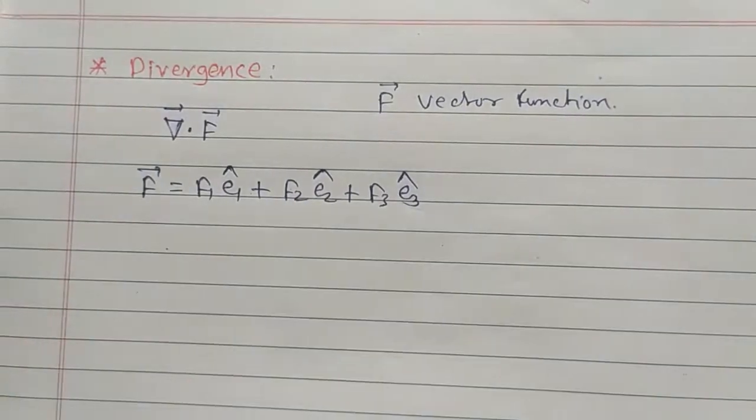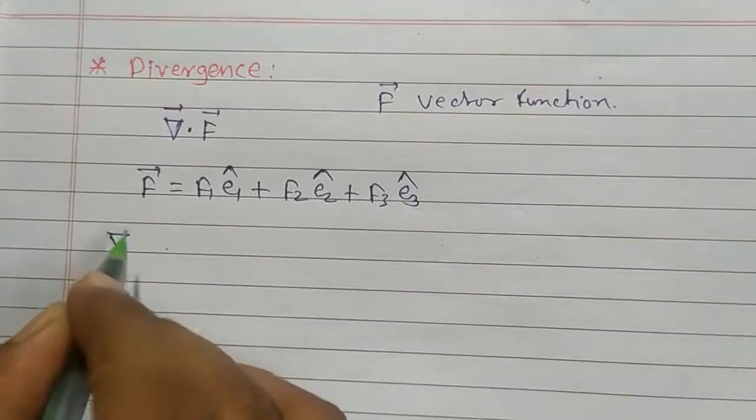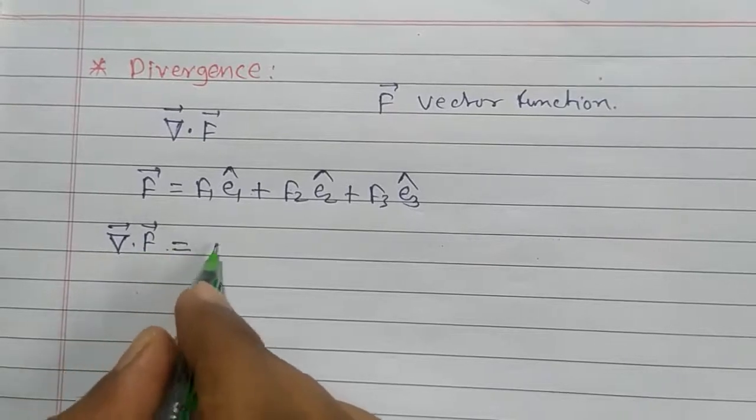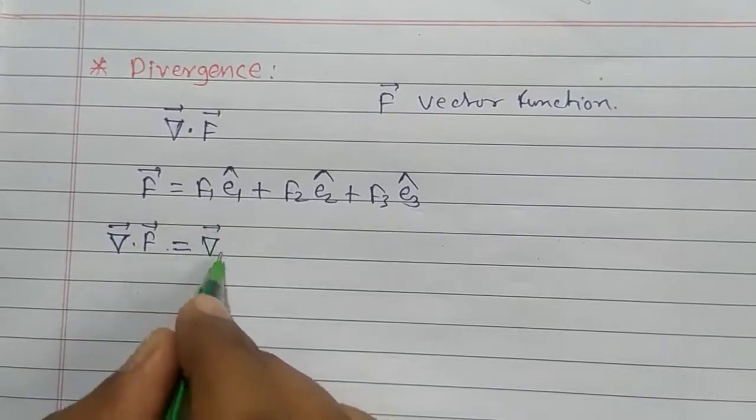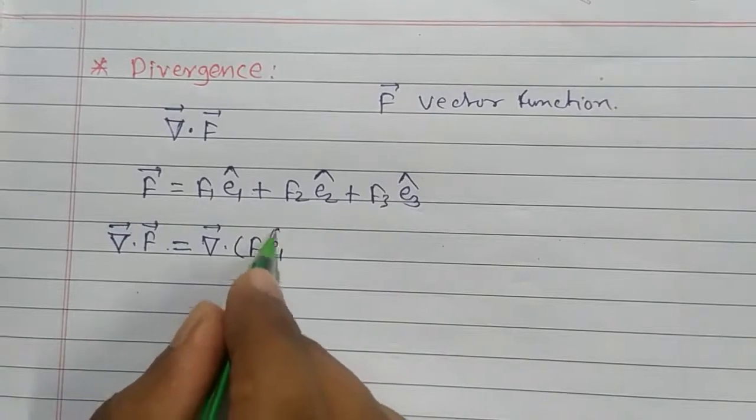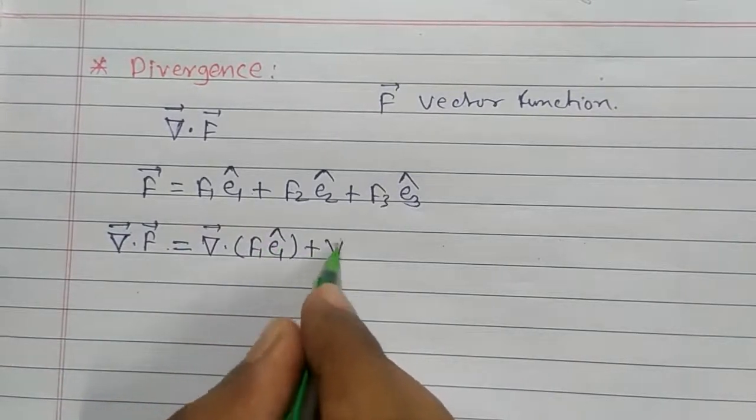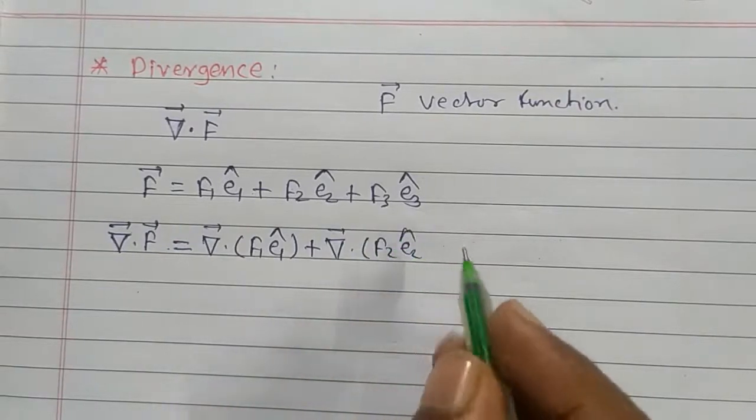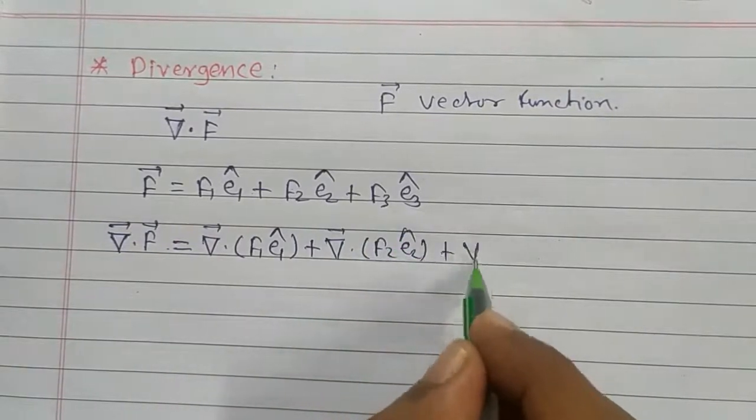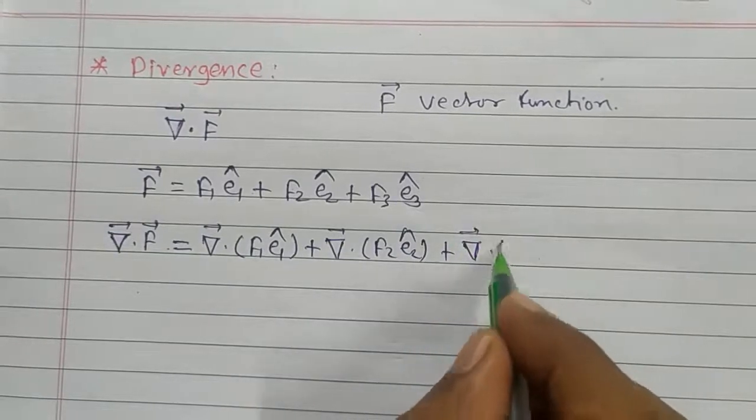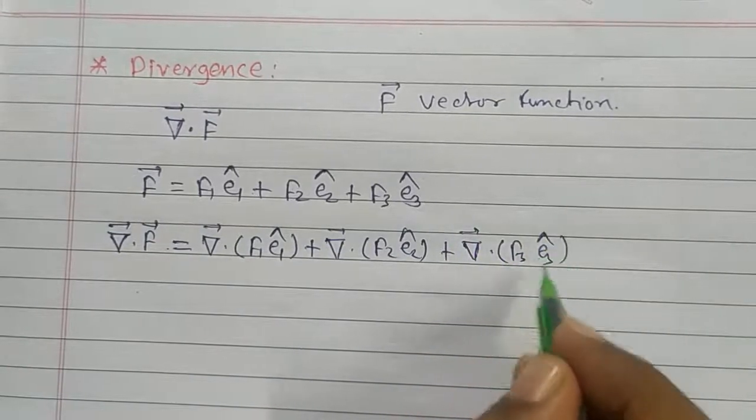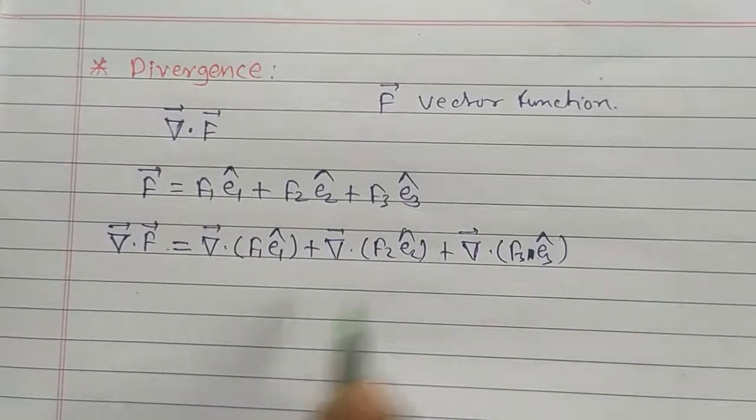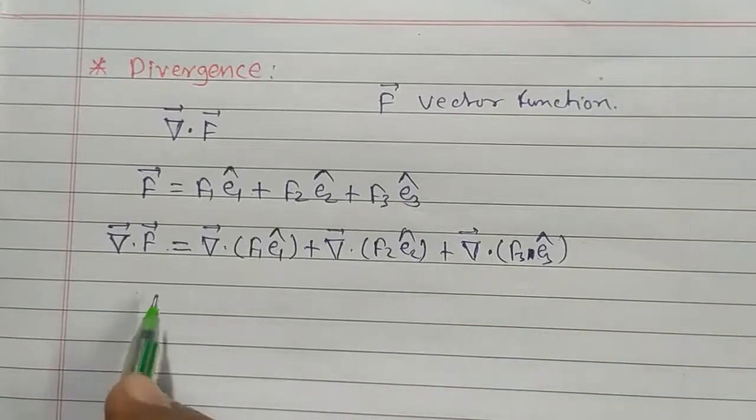Now if I take the dot product of del bar with f bar, then I can write it like this: del bar dot f1 e1 cap plus del bar dot f2 e2 cap plus del bar dot f3 e3 cap. Here it will be a dot product.